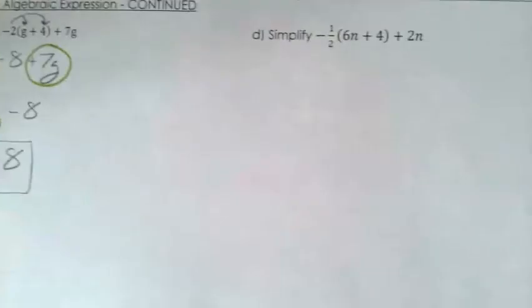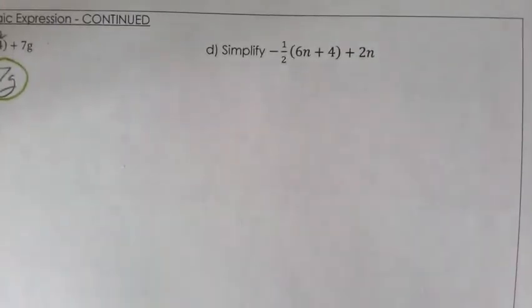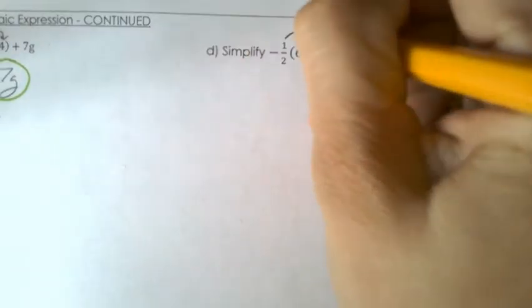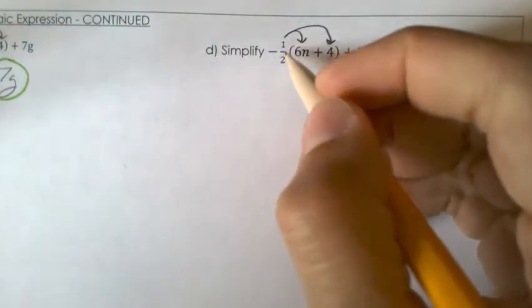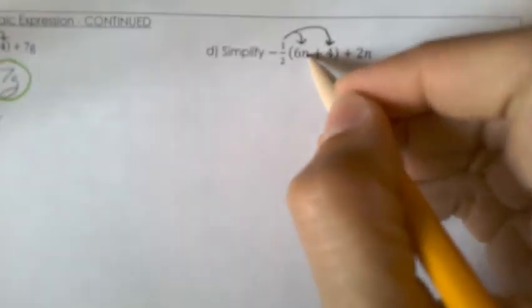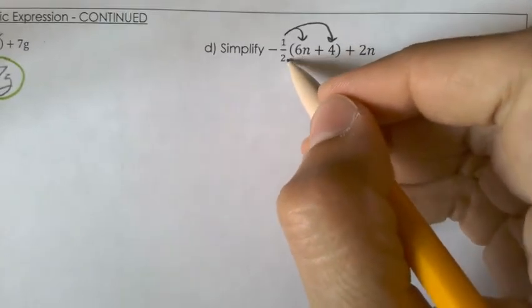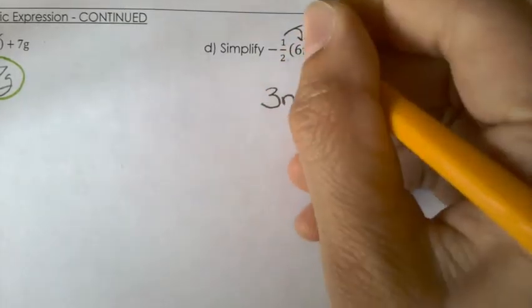Okay, go ahead and try this next one on your own as well. Let's take a look. Again, we need to do the distributive property because there's a number directly in front of those parentheses. So let's think. -1/2 of 6n. Well, 6, what's half of that? 3, right? So we have 3n would be half of 6n.